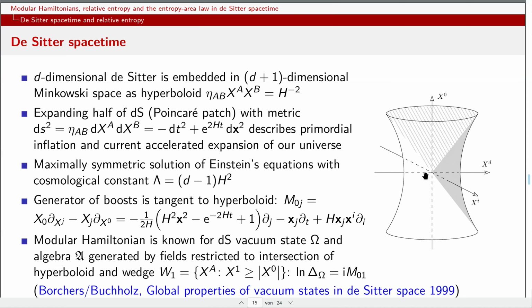Namely, one looks at such a wedge here in dark gray. So this is just the intersection of the Rindler wedge in the embedding Minkowski spacetime with the de Sitter hyperboloid. And the important point is that the generator of boosts in this wedge is tangent to the hyperboloid. So it restricts to an operator in de Sitter space. And then one has an explicit expression for the modular Hamiltonian, and one just has to check that it satisfies all the properties. So this was done for de Sitter by Borchers and Buchholz. And indeed, it's exactly this generator of boosts. So this is very nice.